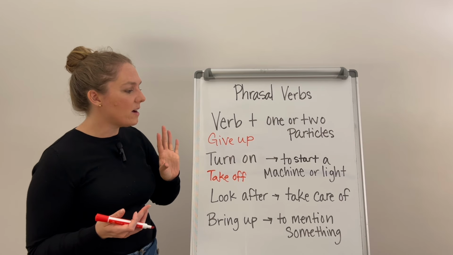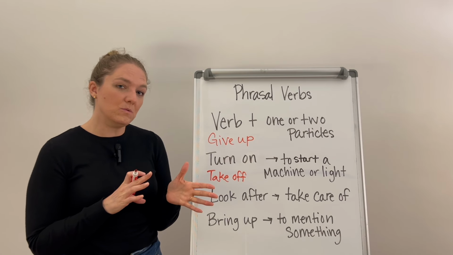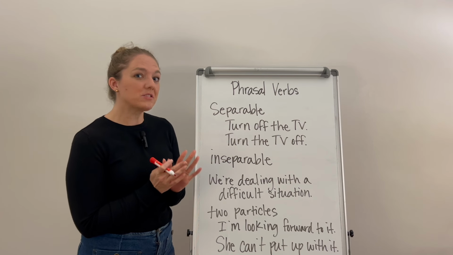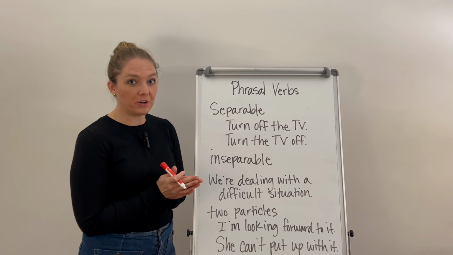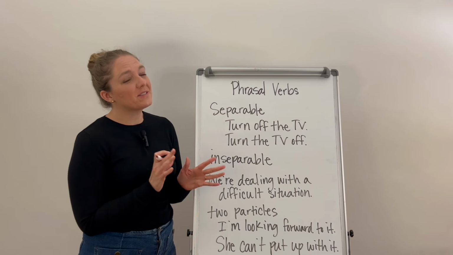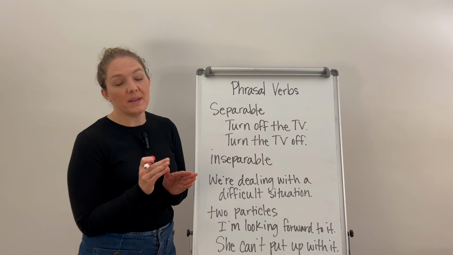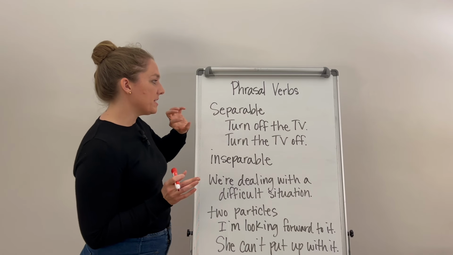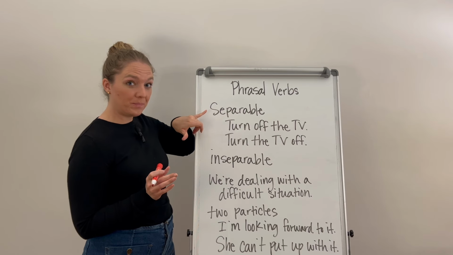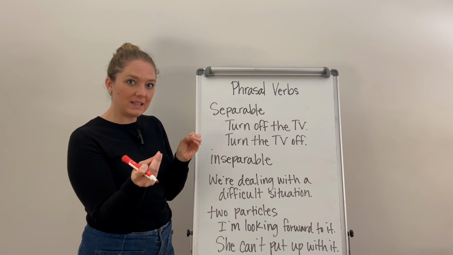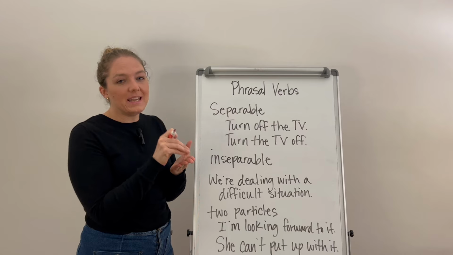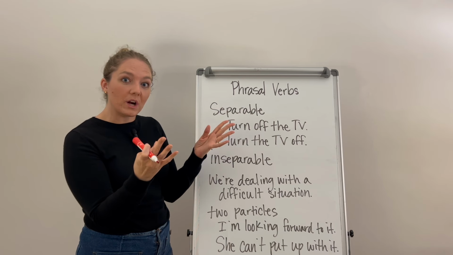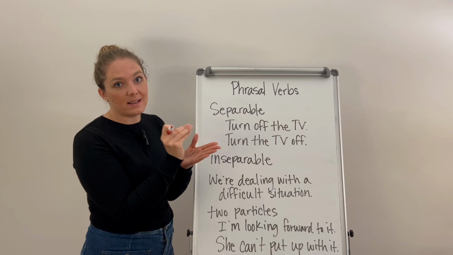Okay, let's now talk about some correct ways to use phrasal verbs and some incorrect ways. So sometimes the phrasal verb is separable, meaning you can separate it. You can put the object in the middle of the phrasal verb. So you can separate the two words and add the object in the middle.